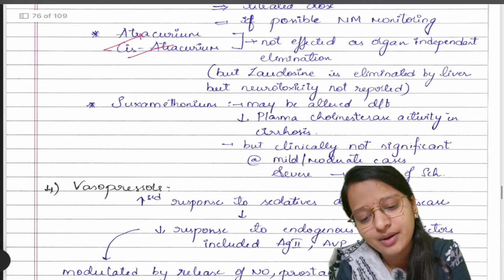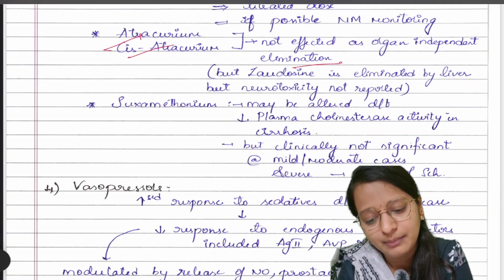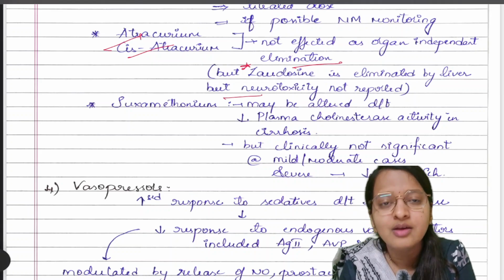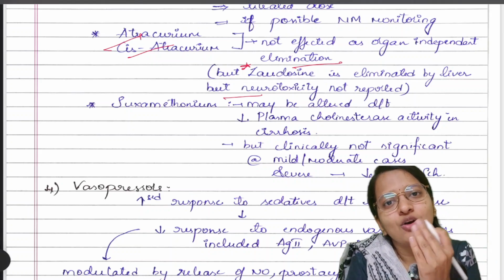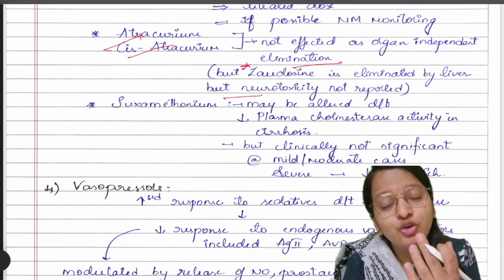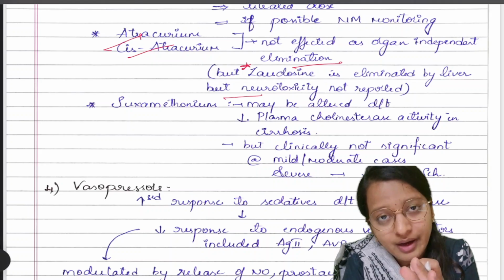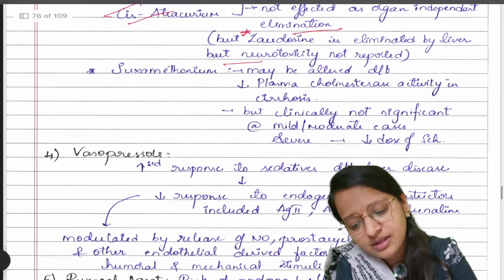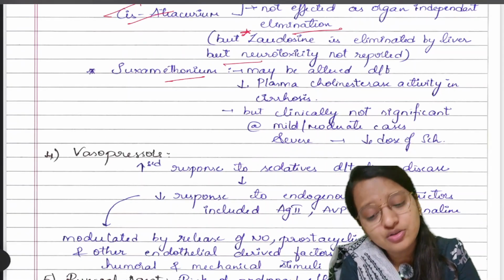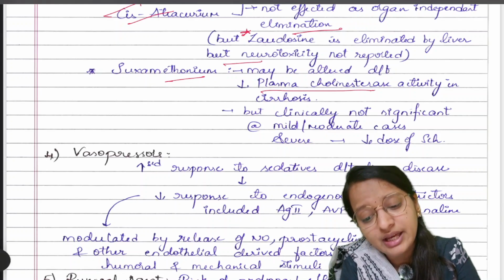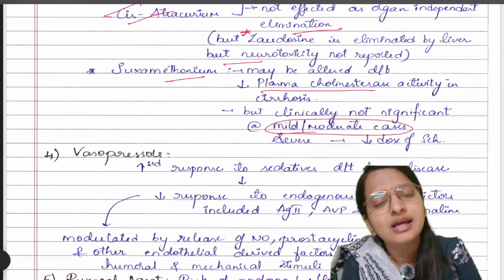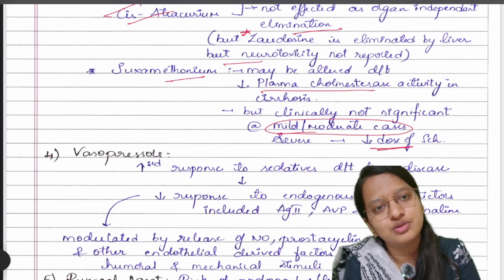Atracurium and cisatracurium are very much good because they have organ independent elimination. But the laudanosine of atracurium has to be eliminated by the liver, which is neurotoxic. So in liver disease, the laudanosine cannot be eliminated. Neurotoxicity might increase, but all this scenario is not seen clinically. So we can use atracurium. Succinylcholine, because of decreased plasma cholinesterase activity, its effect might be increased, but it is also not clinically significant in mild and moderate disease. In severe, of course, we have to decrease the dose.